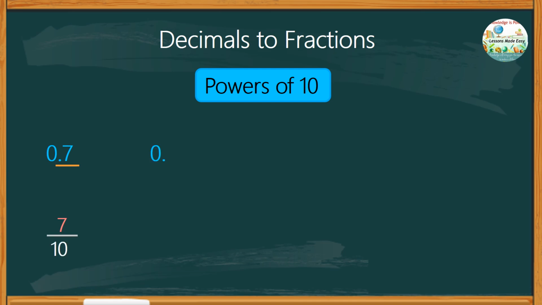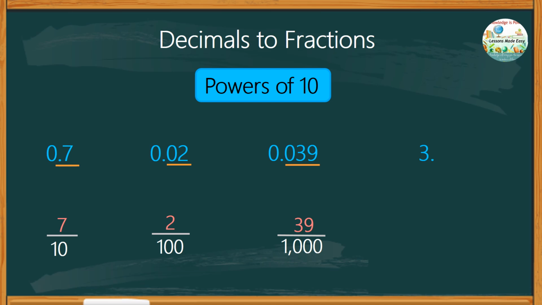What about 0.02? Just the same, keep the non-zero digit, which is 2, as the numerator, and since there are 2 digits to the right of the decimal point, the denominator goes with 2 zeros, which is 100. How about 0.039? Again, keep the non-zero digits 3 and 9 as the numerator, and since there are 3 decimal places, the denominator goes with 3 zeros that make 1000.